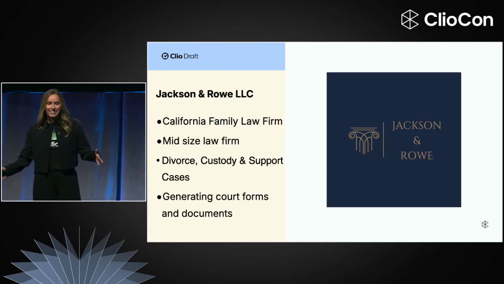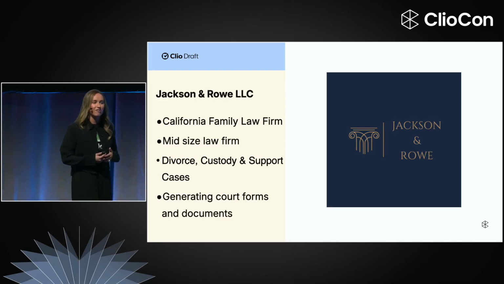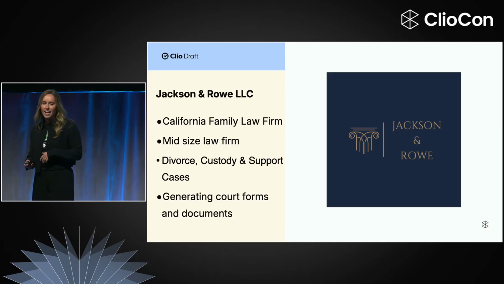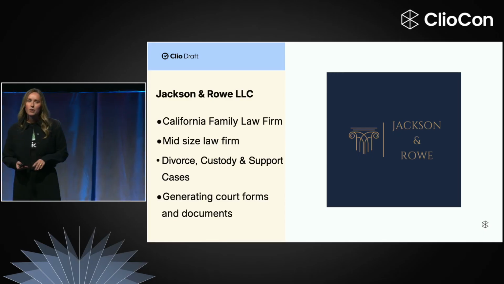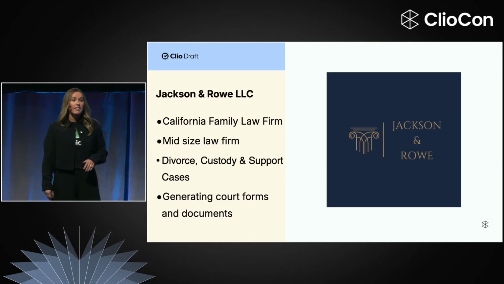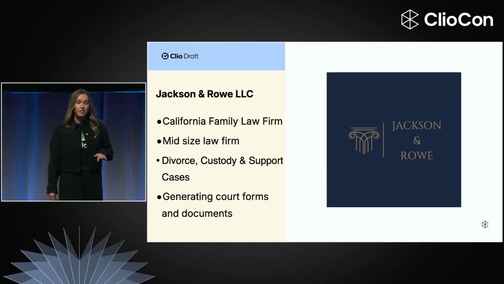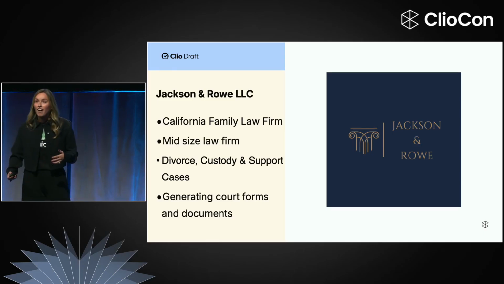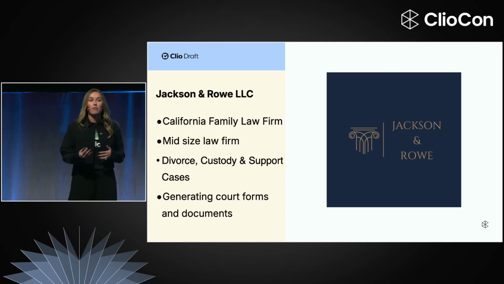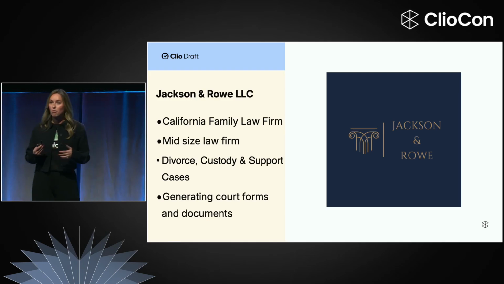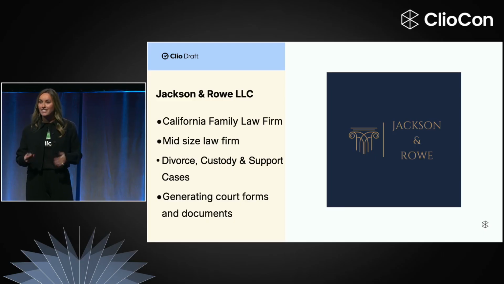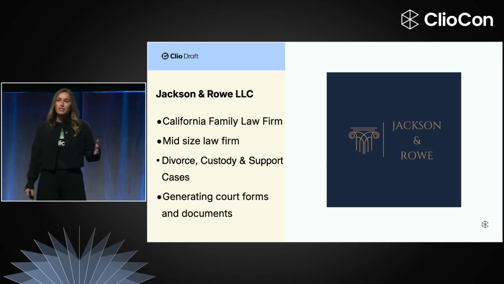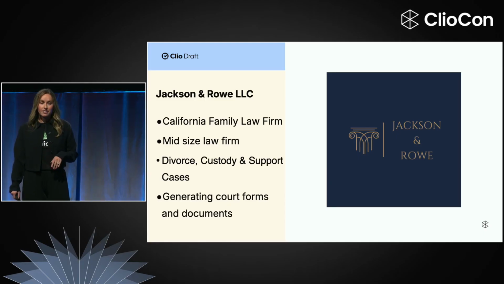Let's hear about this in action. I want you to meet Jackson and Rowe, a mid-size California law firm focusing on a high volume of divorce support and custody cases. They have 5 legal admins and paralegals on staff there to help with the day-to-day of the law firm function, but often find that they are bogged down going back and forth with clients, trying to clean up and decipher that messy data that they consistently transpose into court forms and documents.